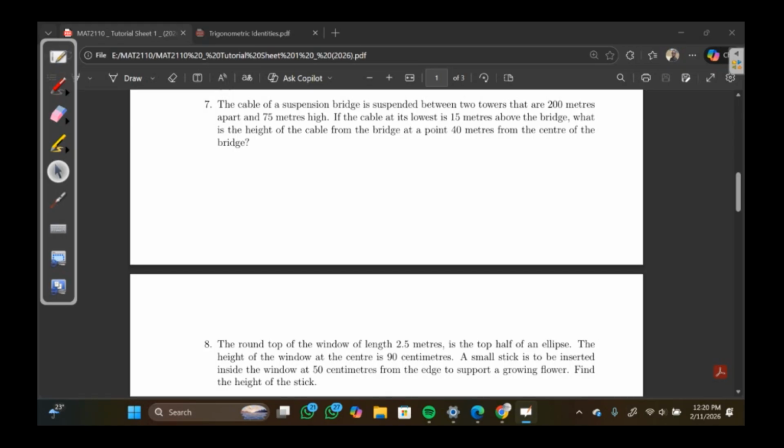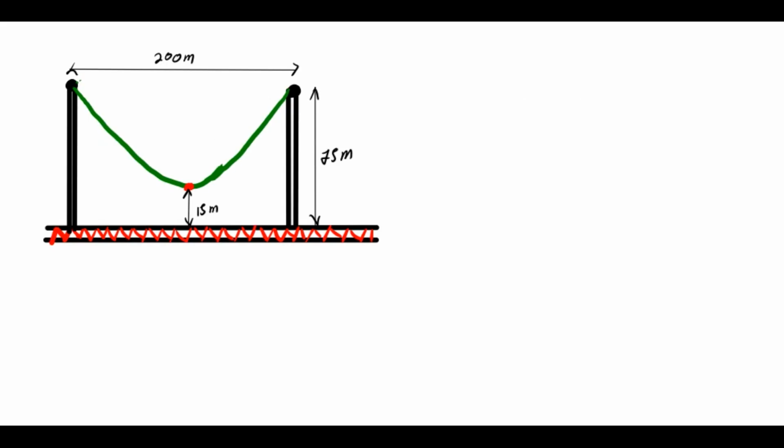Then the question is asking us to find the height of the cable from the bridge at the point 40 meters from the center. So that 40 meters from the center is at this point here. We are taking it as a center. So from this point we are going in this direction. How many meters? 40 meters. So this is the 40 meters that we want to take into consideration.